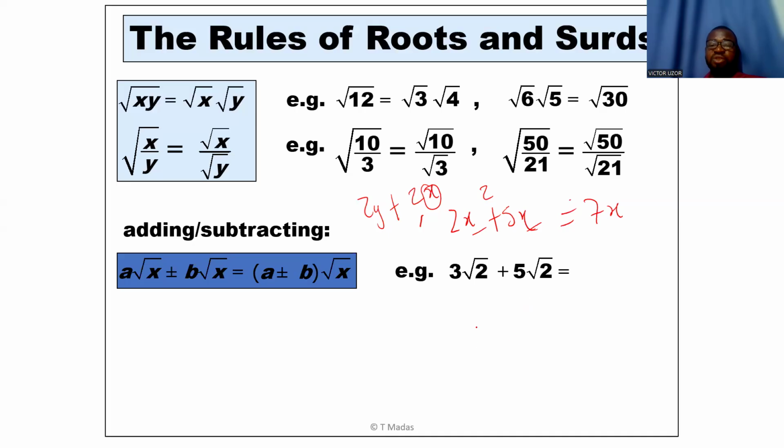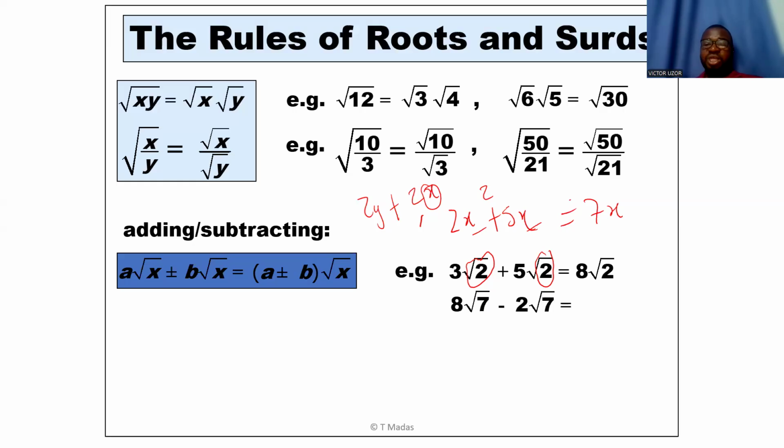So when you are adding, it's only when the roots are equal, like this one, 3 root 2 and 5 root 2. They have the same root 2. So you look at it as if the root 2 is x, and your answer will now be 8 root 2. If you have that in mind, it becomes easy for you.